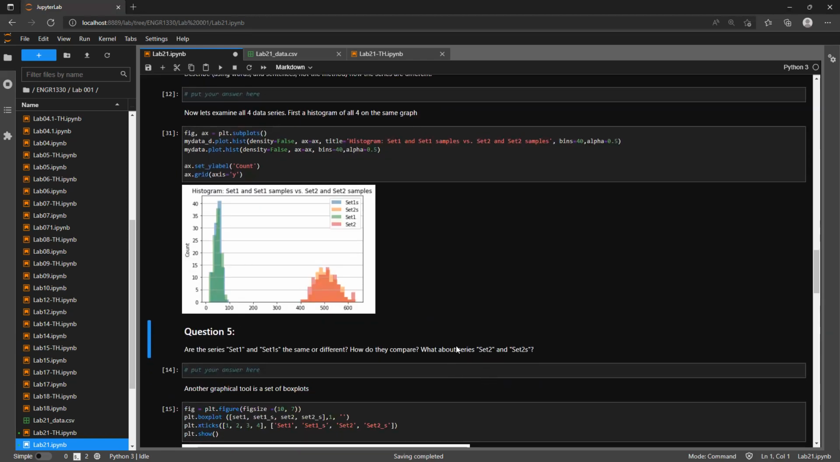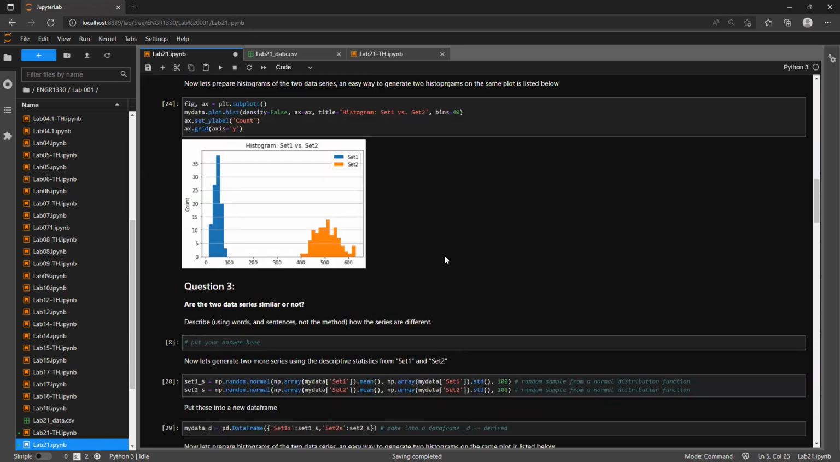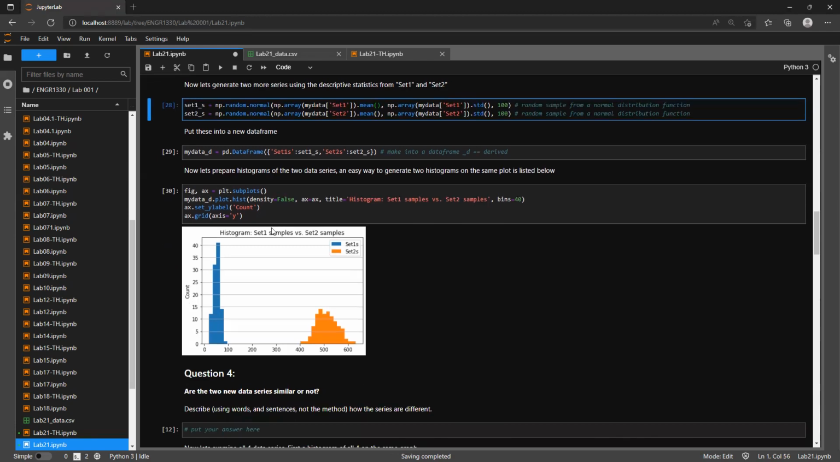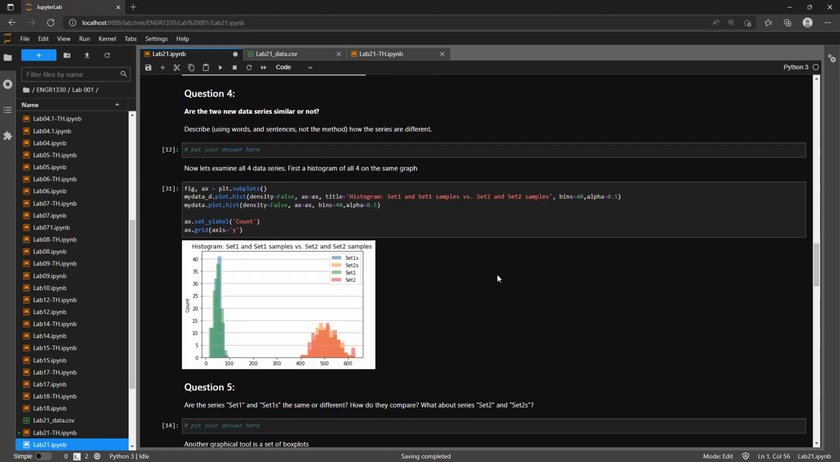Same question for set two and set two S. Would you say set one, set two, and set two S are more similar or different? Yeah, I would say the same. And we all know the reason for that, because I fixed the mean and the standard deviation to come from the original data. So if I don't change these things, the data we get out of it is going to be pretty close. Okay.